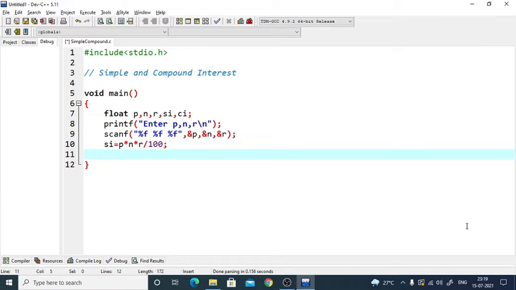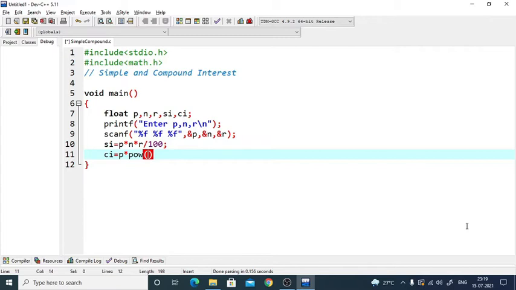Now I want to find compound interest. As per formula, it is P into (1 plus R by 100) raised to N. X raised to Y form is done by the pow function. So I require pow, and it will be base comma exponent. But don't forget, the pow function is in math.h, so it is required to include that file in your program. So math.h is included so as to use the pow function.